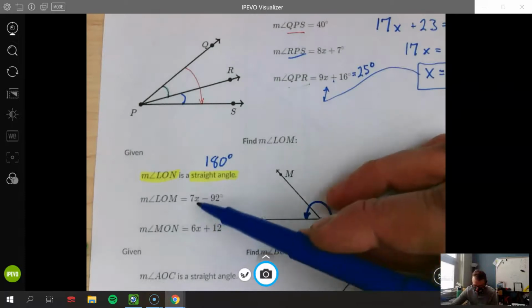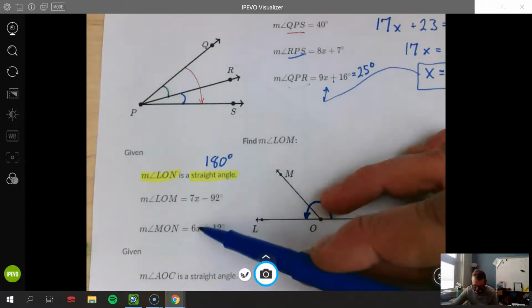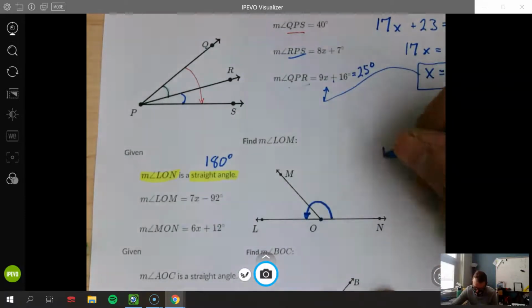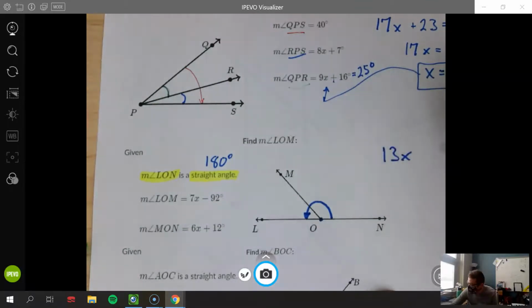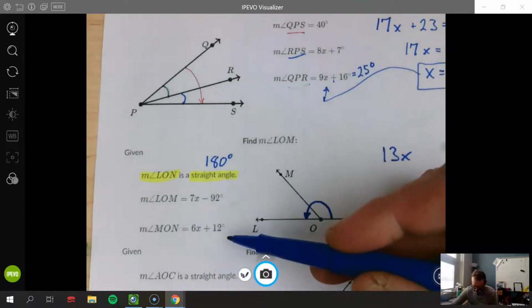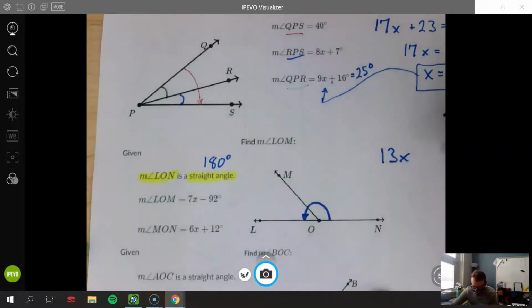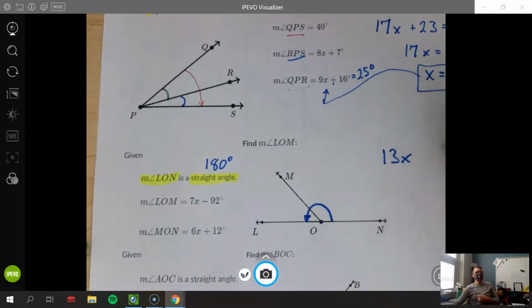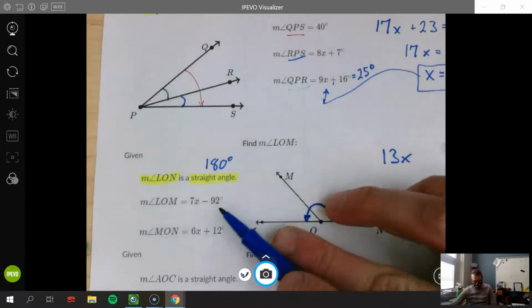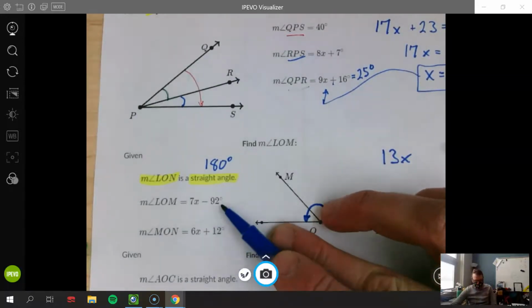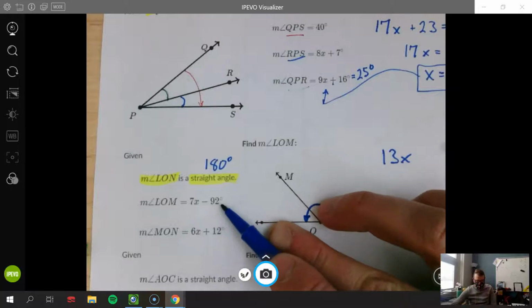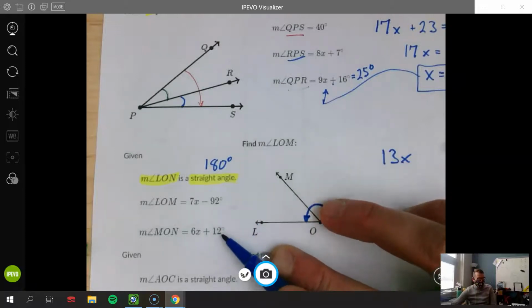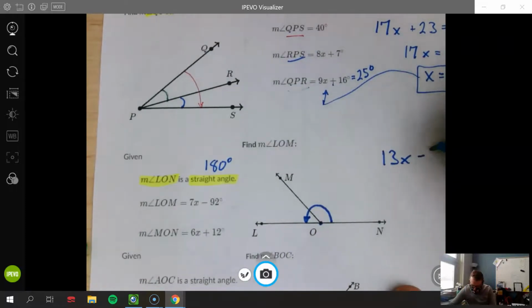So if we add them up, okay, so 7x and 6x, 13x, 92 and 12, it's like 104, right? It's negative. So when we add the negative 92 and positive 12, but wait, can an angle be negative?